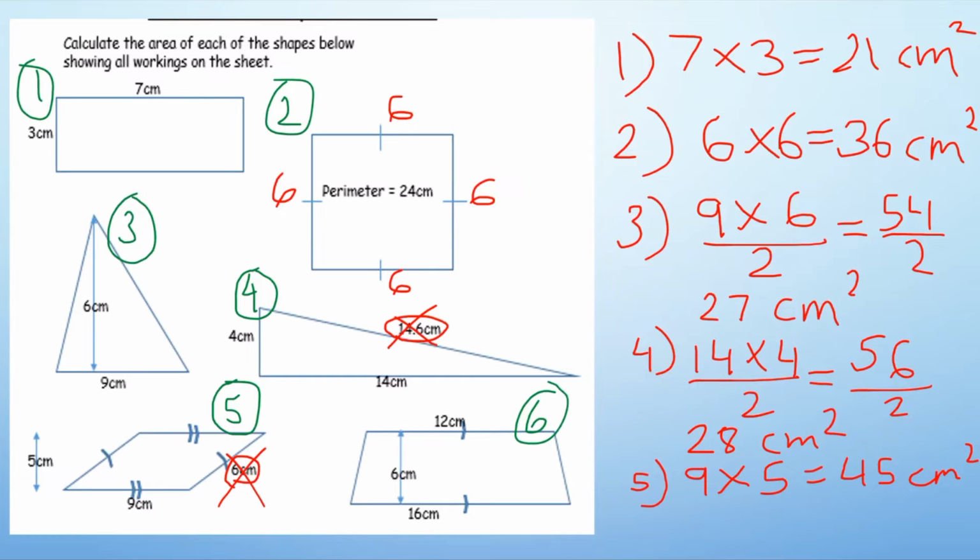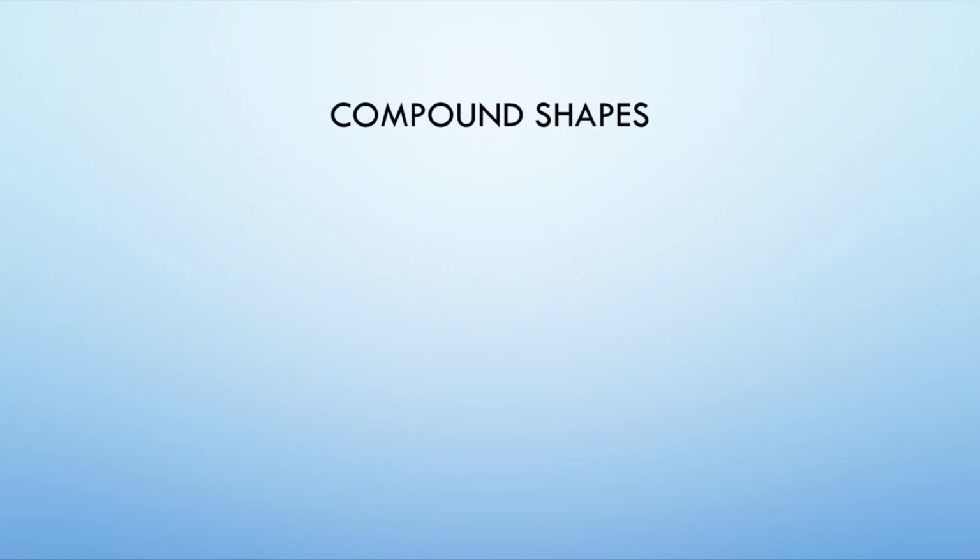Now for the sixth one, it's a trapezium, and the formula for finding the area of a trapezium is a plus b, which are the parallel sides, multiplied by the height and then divided by 2. 16 plus 12 into 6 divided by 2, which will give us 84 centimeters squared. And there you go.